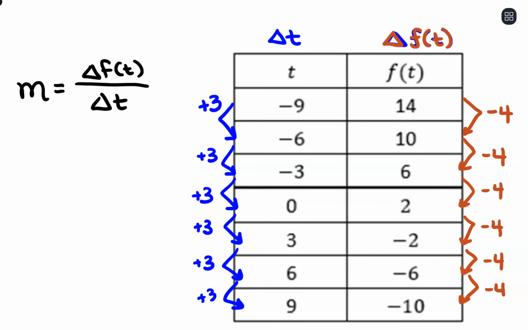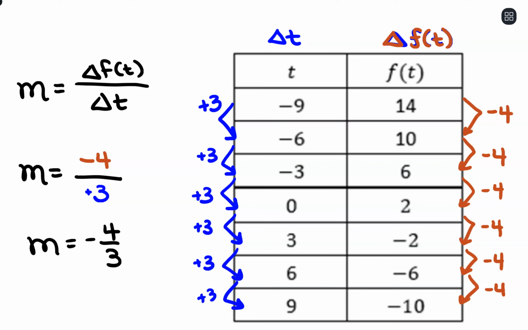So for the slope here, change in f of t, what we're seeing is this change of -4 over this change in t, which we're seeing is a +3. So our slope is -4/3 coming from this table here. So that's how you can visualize it with just given a table of x values and y values.